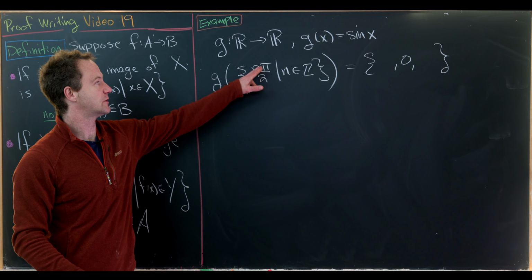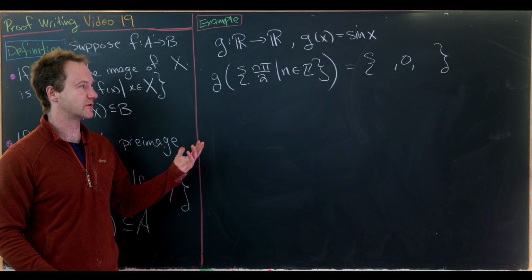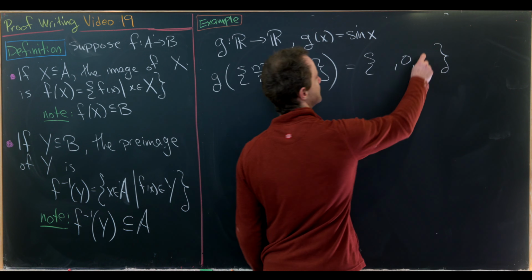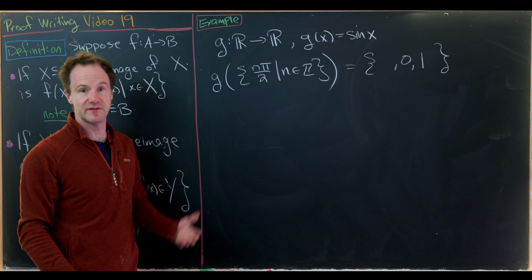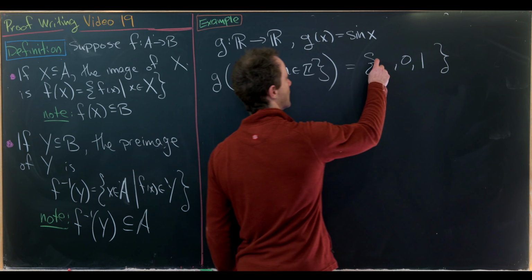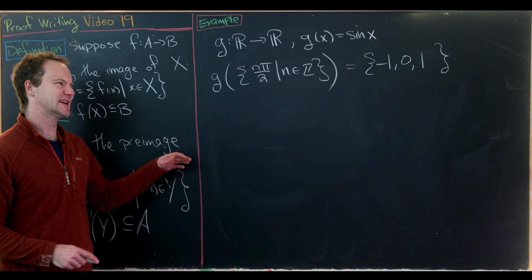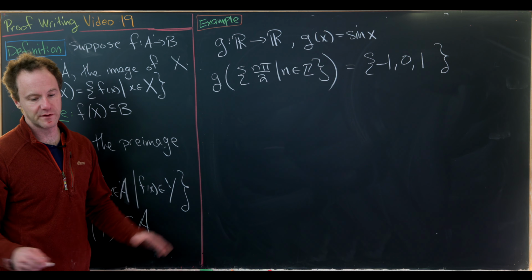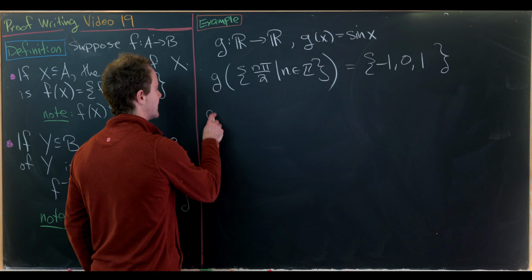But then if n is equal to 1, we get pi over 2. But sine of pi over 2 is 1, so we're good to go there. Then if n is equal to -1, we get sine of negative pi over 2, but sine of negative pi over 2 is -1. So those will be the 3 numbers that we get. And I guess maybe you could argue that those are the only 3 numbers, but I think we'll leave it at that. Now let's look at the preimage of something.